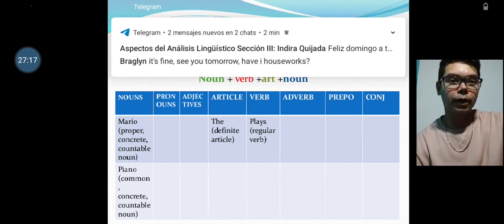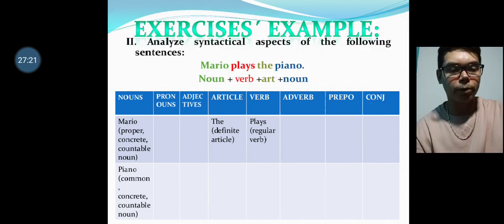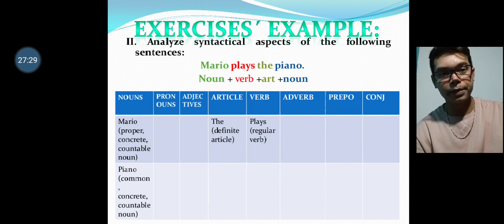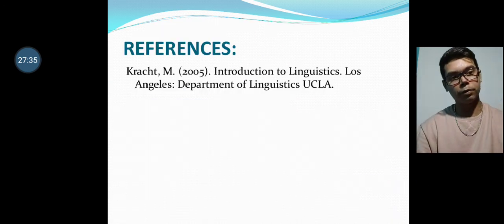Okay, we can say article, we can say the, that is a definite article. We have plays, that is a regular verb. And we can classify piano as a common, concrete, and countable noun. Okay. So, so far so good.